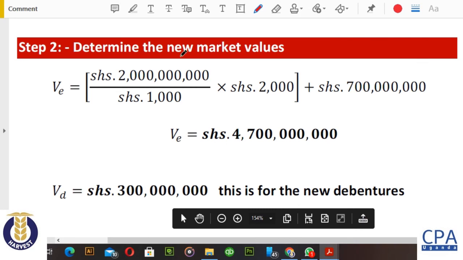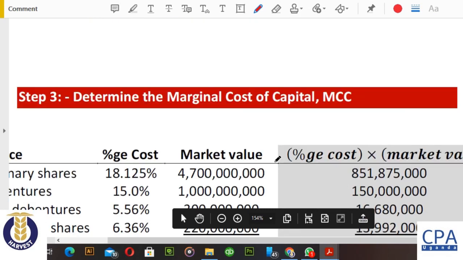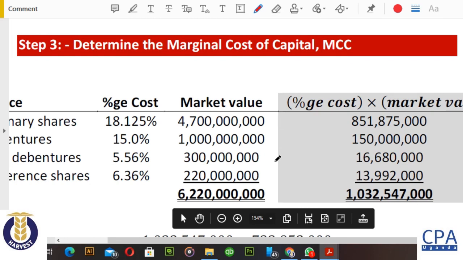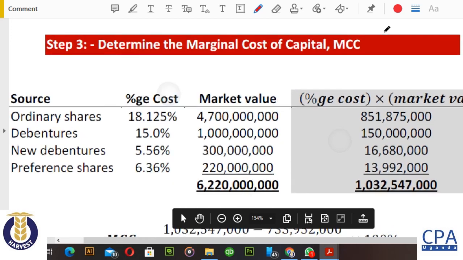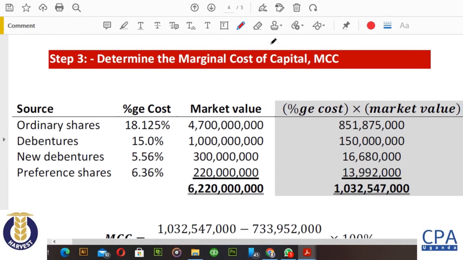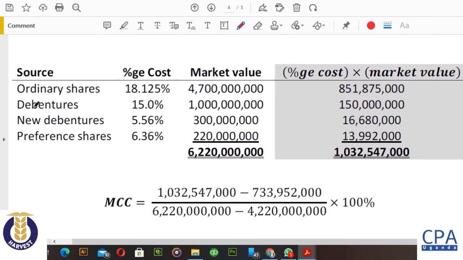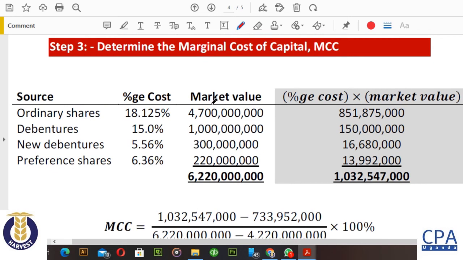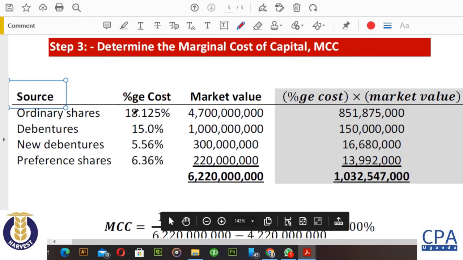So when your step number 2 is done, then you move to step number 3. In our step number 3, we determine the marginal cost of capital. Now for this, you don't need to compute the new WACC. You straight away calculate the marginal cost of capital. So as usual, this is our vertical format showing the source. We show the percentage cost, we show the market value, and then multiply the percentage cost and the market values in the last column. So these are the figures that I have.